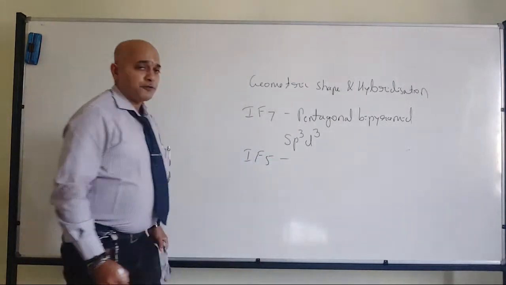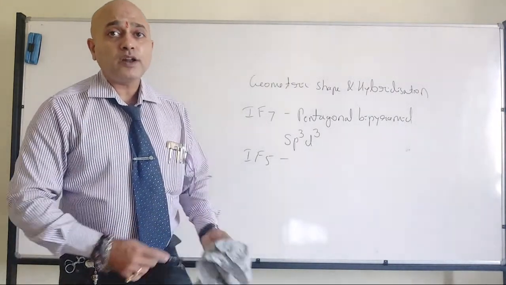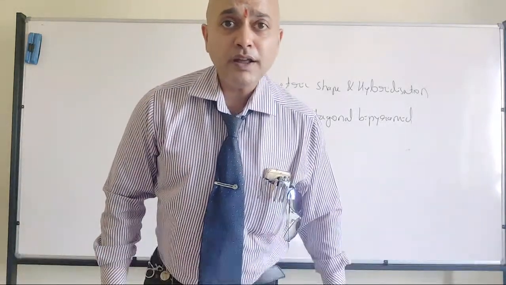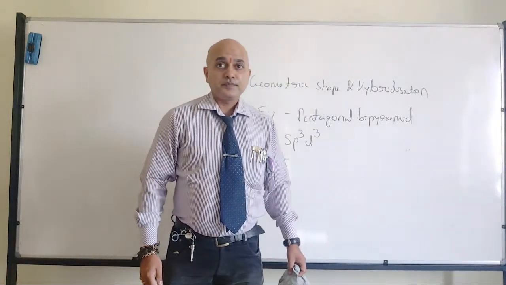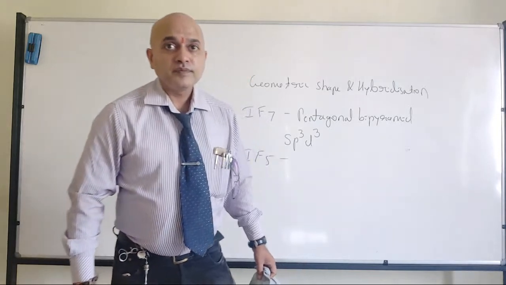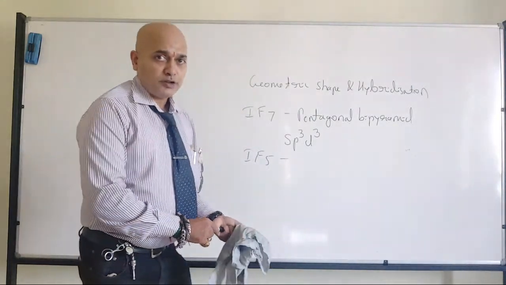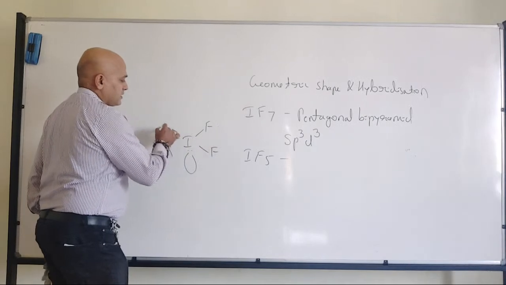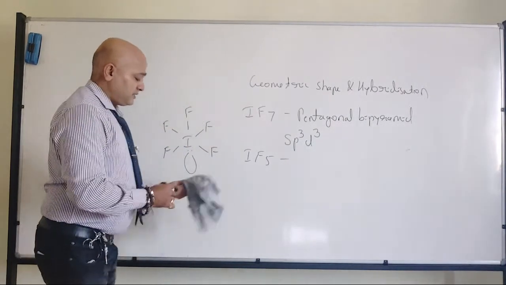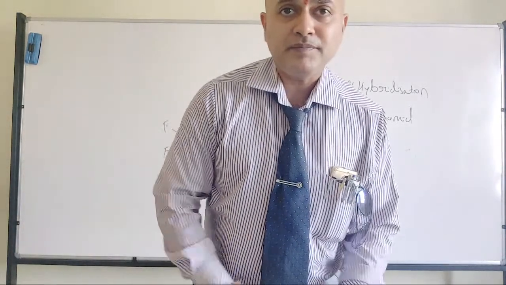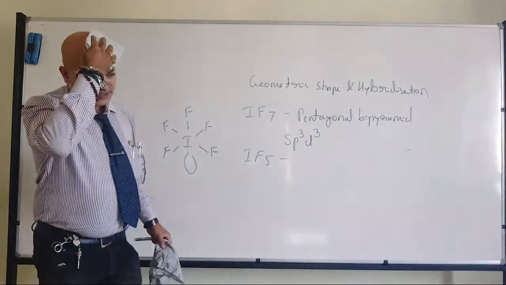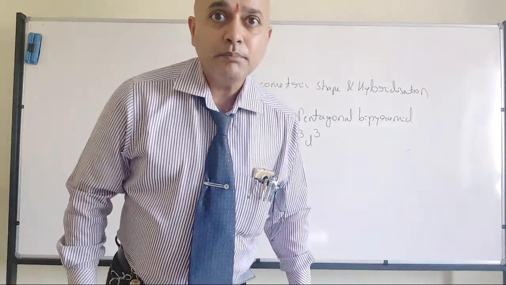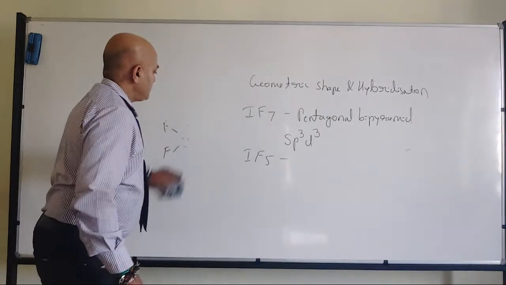If I take IF5, naturally one lone pair of electrons will be left over on iodine. What was the geometric shape of the molecule? So that's where we have the square pyramid, right? It will not show the bipyramid, it will be square pyramid due to the electronegative property of fluorine. Yes, Bharat, it will show the square pyramid type of geometry.